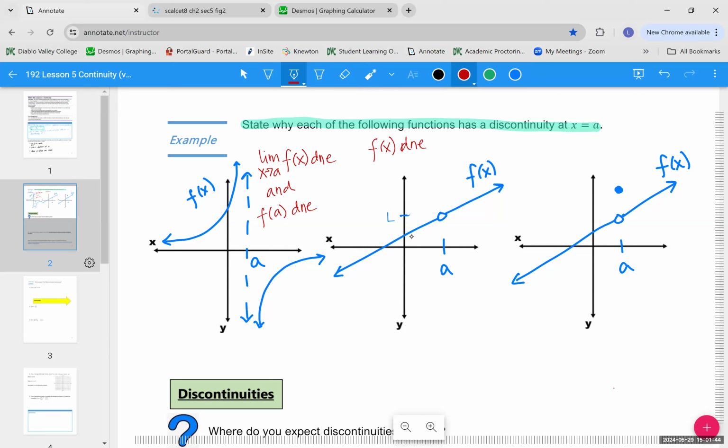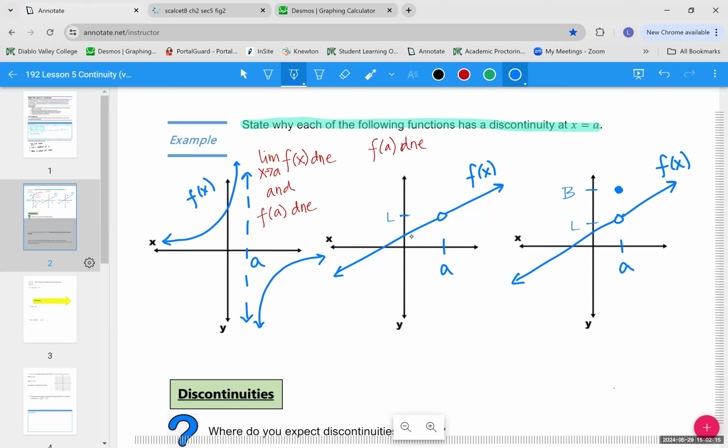F of x, f of a does not exist. Or another way to say that is the function is not defined at a. And so obviously, therefore, the limit cannot exist, the function definition because the function doesn't have a point there. And that's different if we go to our third picture, because now the limit still exists and it still would be equal to this point here. And the function is defined.